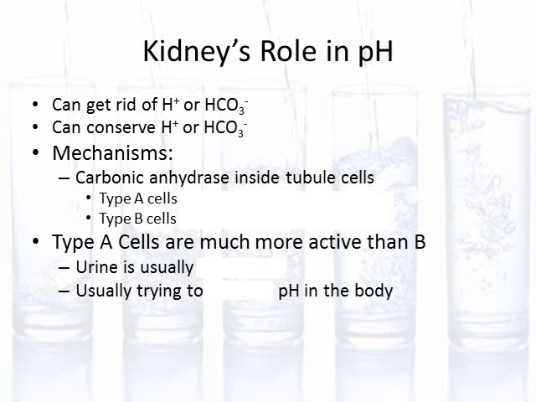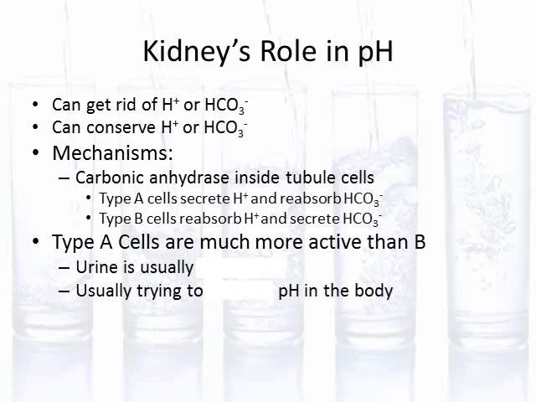Okay, so a little bit about the kidneys' role in pH balance, okay? So the kidneys can get rid of hydrogen ions or bicarbonate, or they can conserve either one of those. And so there's two main types of cells that we'll talk about that do this. And so we have the enzyme carbonic anhydrase, which we've already talked about, inside the tubule cells that line the kidneys. Okay, and so there's type A cells, which their job is to secrete hydrogen and reabsorb bicarbonate, meaning that they get rid of hydrogen, put it into the urine, and pull bicarbonate out of the urine and bring it back into the body. Type B cells do the opposite. They reabsorb hydrogen and secrete bicarbonate.